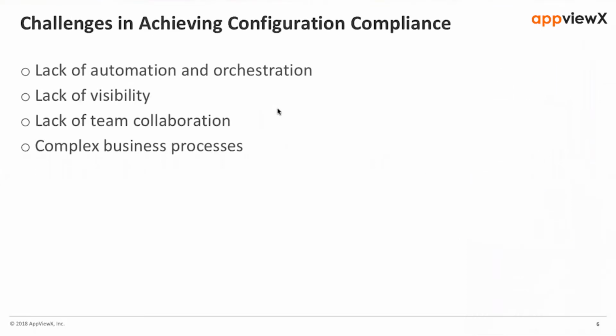So what are the challenges in achieving configuration compliance? The first and foremost challenge is lack of automation. It's impossible to enforce configuration compliance using manual methods. The second one is lack of visibility. Nowadays, there are a lot of change management tools and automation tools which are changing the configurations without our knowledge, so it's hard to track them manually. And most of the teams are working in silos. This only adds to the problem. And the business processes are becoming more and more complex, so achieving configuration compliance is a bit challenging.